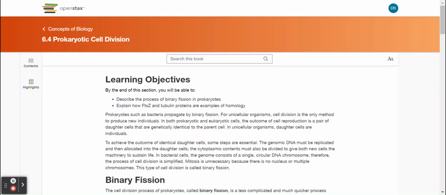Section 6.4 Prokaryotic Cell Division. By the end of this section, you will be able to describe the process of binary fission in prokaryotes and explain how FtsZ and tubulin proteins are examples of homology.